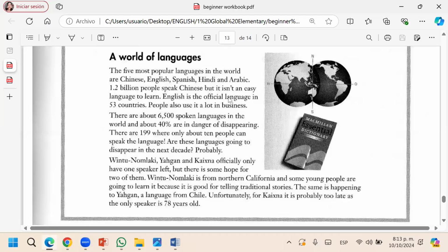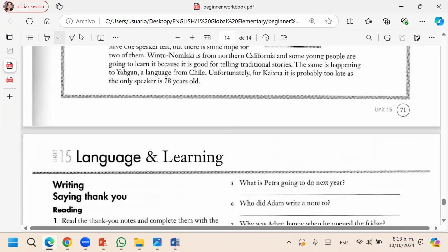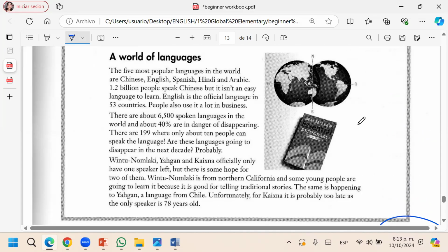I'm going to read it first. Yo lo voy a leer primero. Y luego, ustedes van a leer conmigo el párrafo sobre los idiomas. It's on the page 71 of the workbook. So listen to me. I'm going to start with the first paragraph.